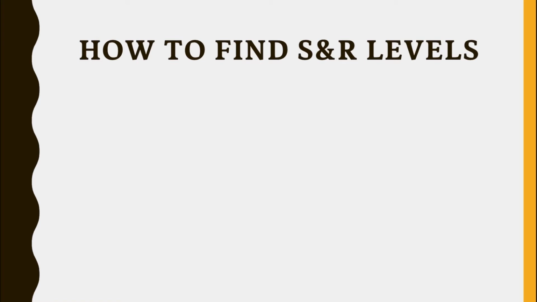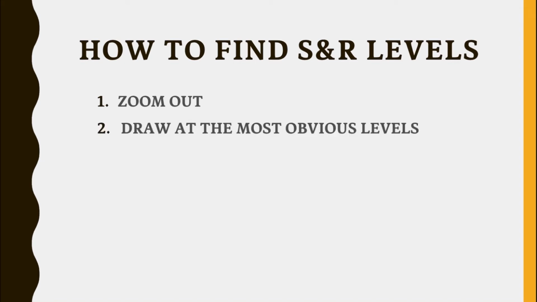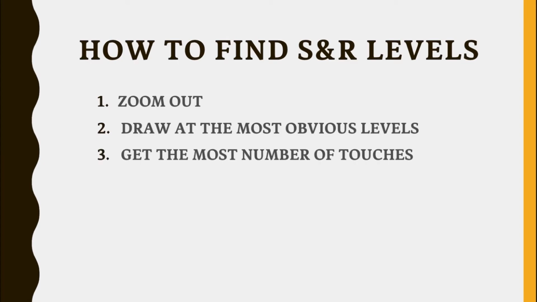Now, here are 3 simple steps on how I find important areas of value for the support and resistance levels. The first one is to zoom out. When you zoom out, you'll be able to see a larger and clearer view of the bounces and price rejections made by the market. The second one is to draw at the most obvious levels. If there is any doubt or uncertainty when it comes to drawing a support and resistance at a certain level, don't count it as one. Now lastly, get the most number of touches when it comes to the line of your support and resistance level.